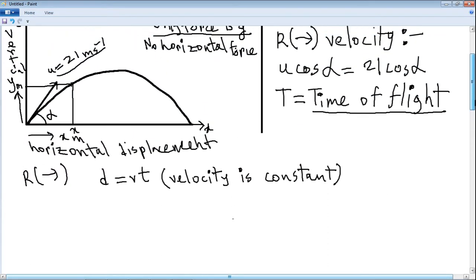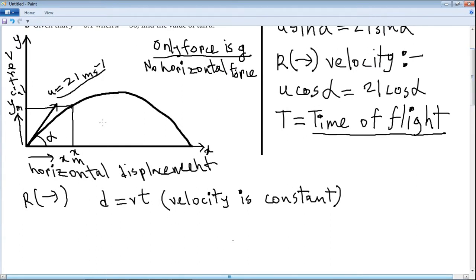Why is velocity constant? That's because there is no force in the horizontal direction. Since there is no force, the velocity will be constant as it is. So d here is the horizontal displacement, which is x in other words, and we also know v, which is u cos alpha, which is 21 cos alpha. So let us write this: 21 cos alpha, and t is the time of flight.